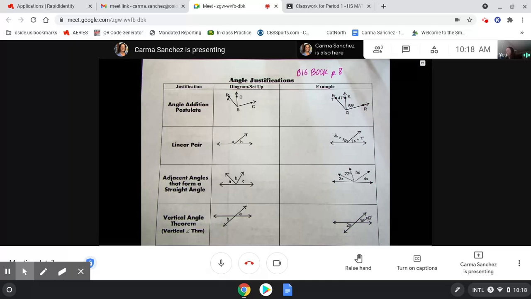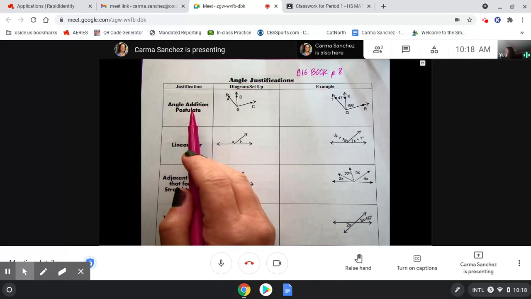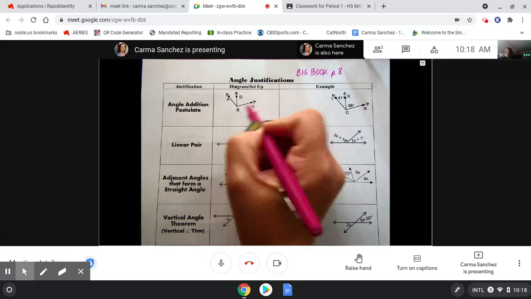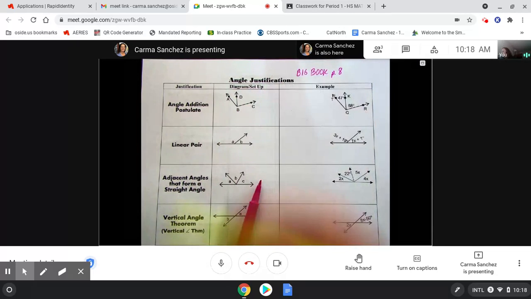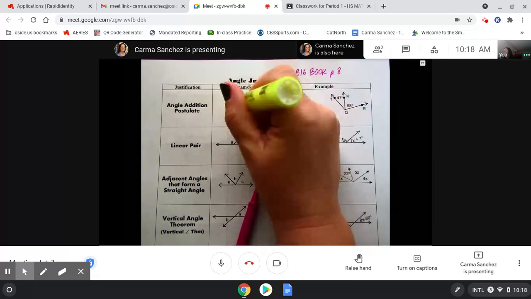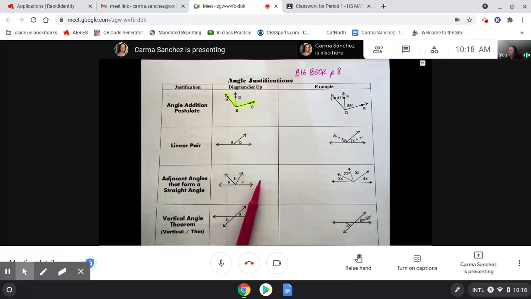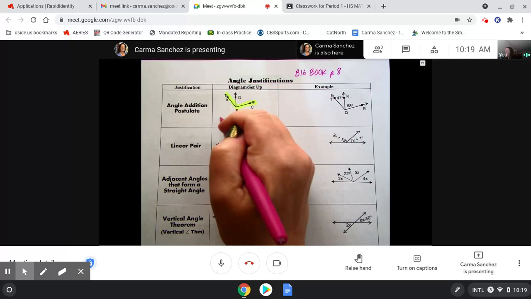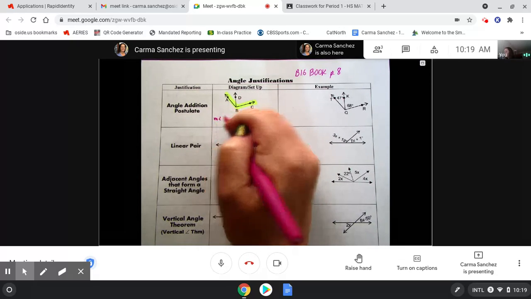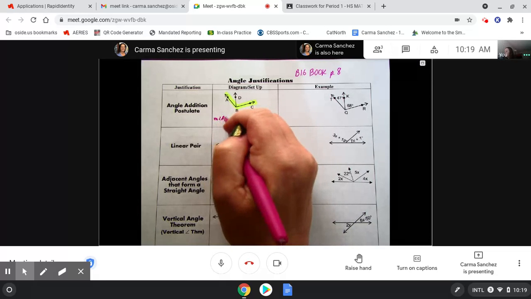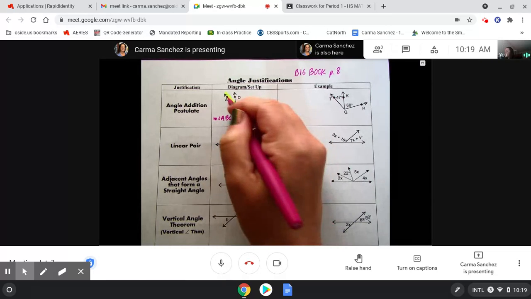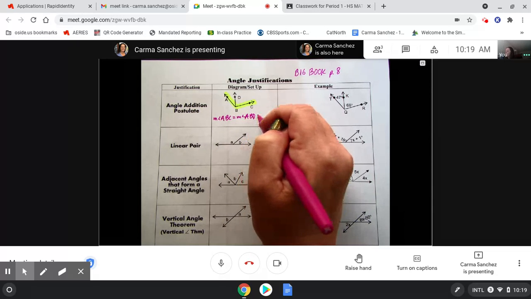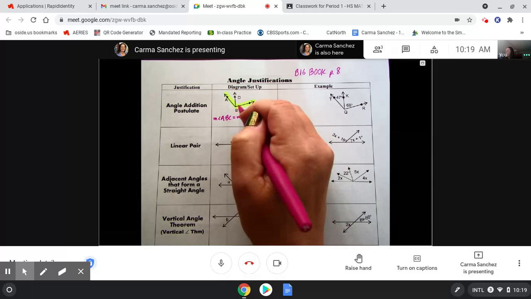So let's look at this first one. This one is called the angle addition postulate. And this says that the measure of angle ABC, this nice big one here, the measure of the bigger angle is equal to the sum of the two smaller angles that make it. So let's go: measure of angle ABC is equal to the measure of angle ABD plus the measure of angle DBC.